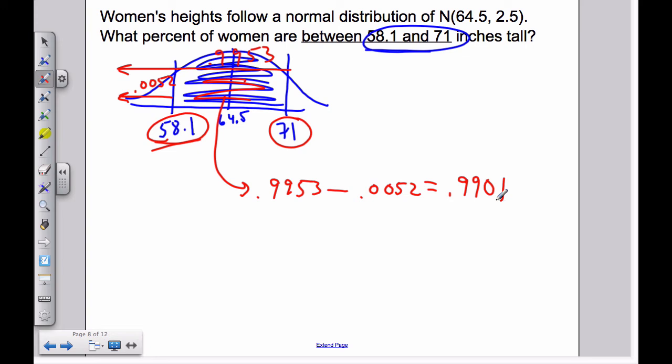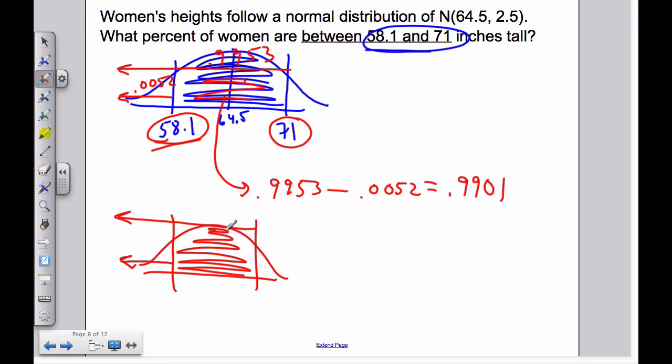In other words, there's a 99.01% chance I'm going to find, that's a percent of women, 0.9901 is a percent of women that are between 58.1 and 71 inches tall. Or 99.01% of women are between those two heights, 58.1 and 71 inches tall. So when you do an in-between, anytime they ask for an in-between, find the lower number on down, find the upper number on down, subtract them to find what's in between.